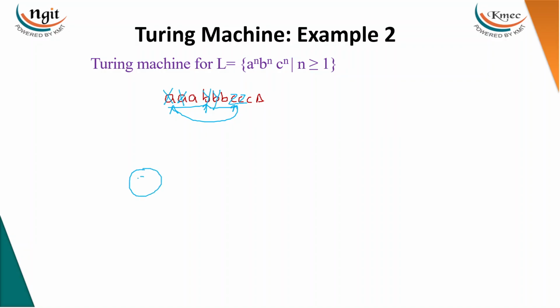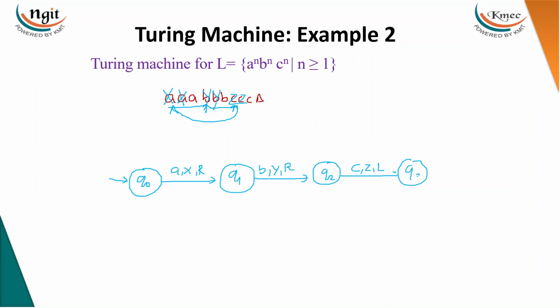Same thing. See Q0, you can draw it directly. If it is A, change it to X, move right, and give the task to Q1. Q1 is searching for B. If it is B, change it to Y and move right because we have to search for C. Q2 is searching for C. If it is C, change it to Z, move left, and give the task to Q3.